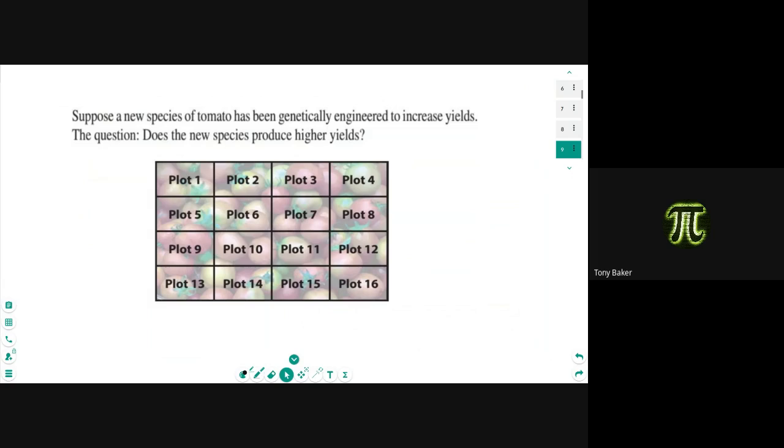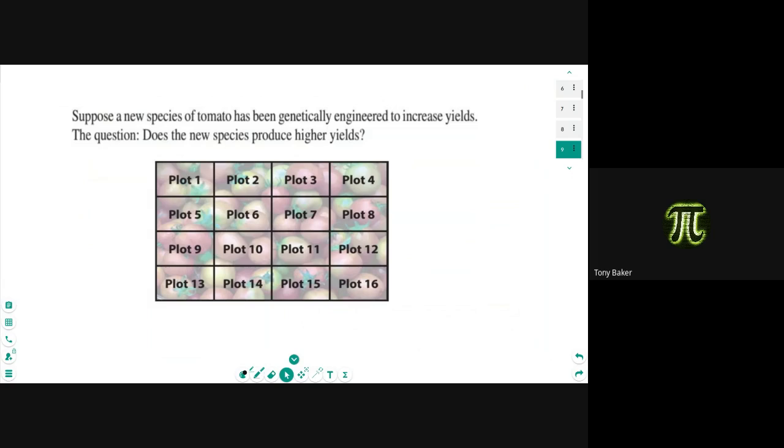Your explanatory variable, that's the engineering. That's the genetic engineering because that's what I did to it to increase the yields or not increase the yields, as the case may be. Does that make sense? All right.